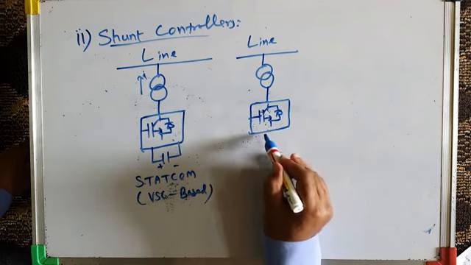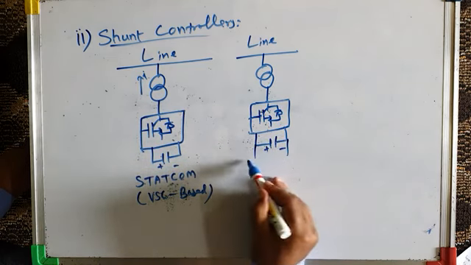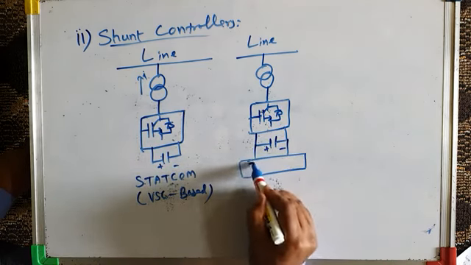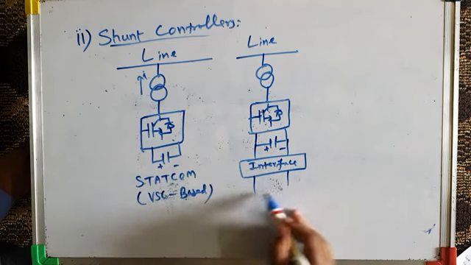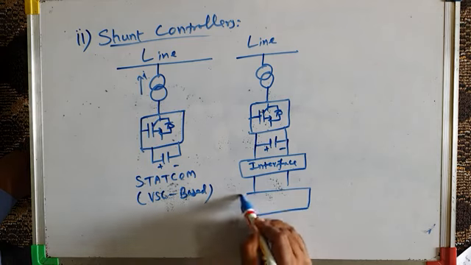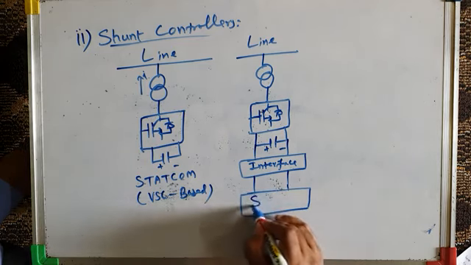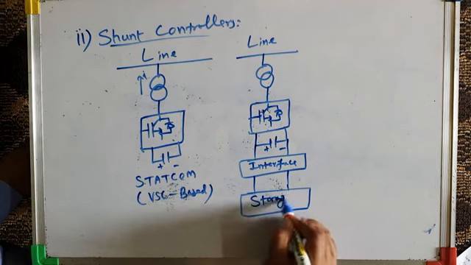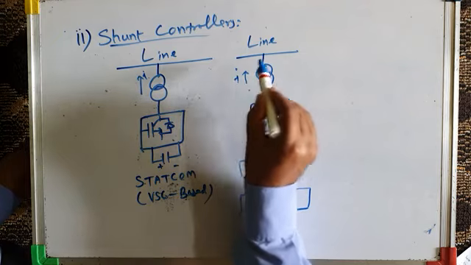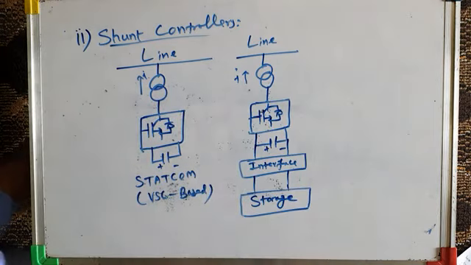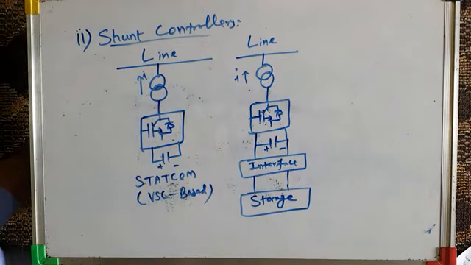This is the block diagram of converter. This is the DC bus, and then we have interface, power electronics interface, and we have storage. It may be superconducting magnetic energy storage, it may be a super capacitor, or it may be battery bank storage. Now again, it injects a current into the line at the point of connection, and hence it can supply reactive power or it can absorb reactive power depending upon the requirement.